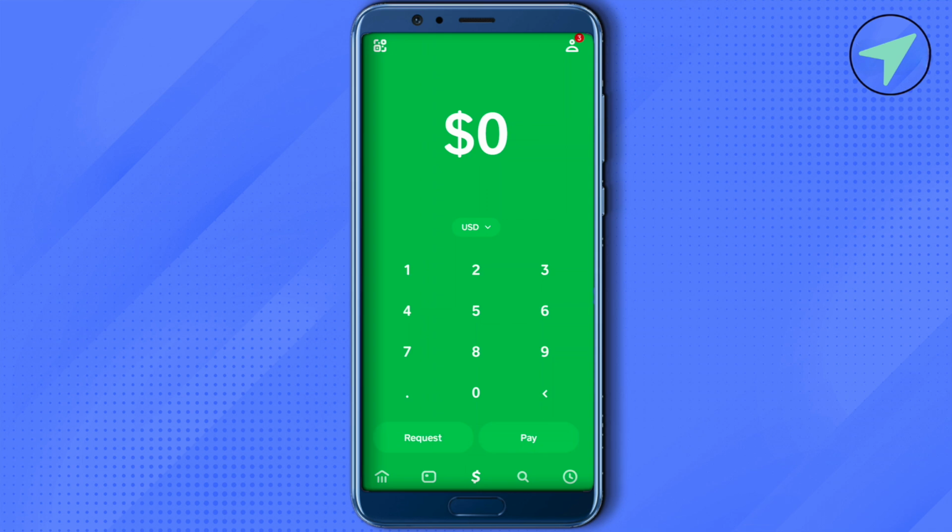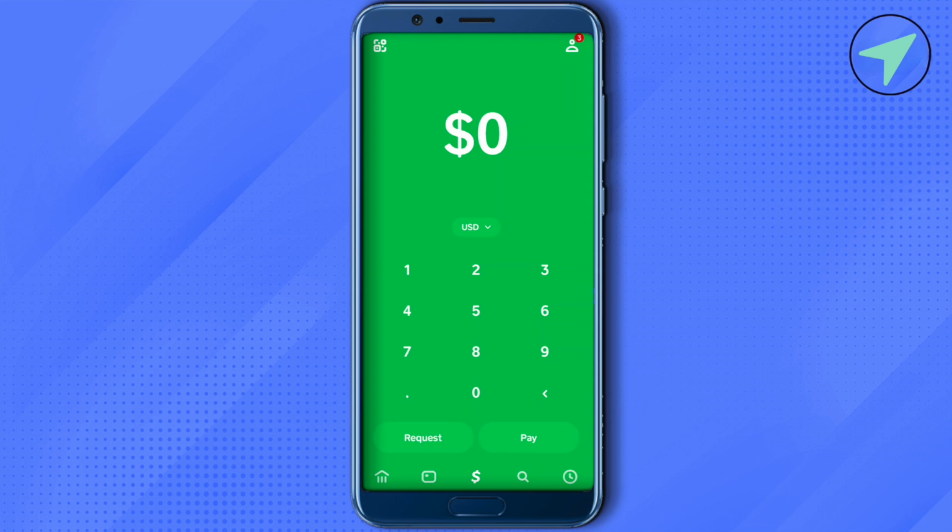So there are several ways that you can use in order to increase the limit of your Cash App. The first one is to verify your identity, and after that add a bank account or a debit card to your Cash App. And this is just the beginning of setting a limit on your Cash App.